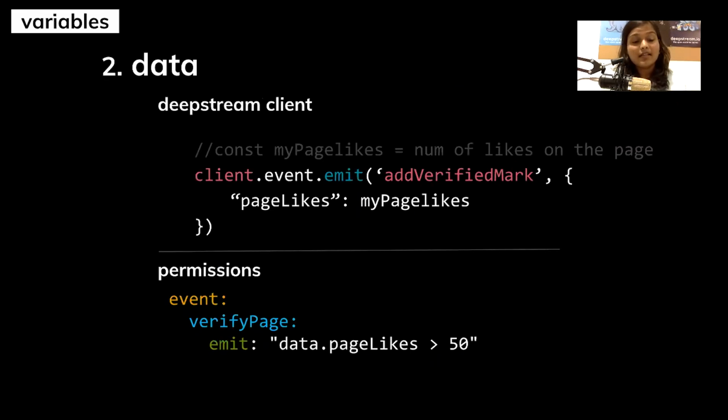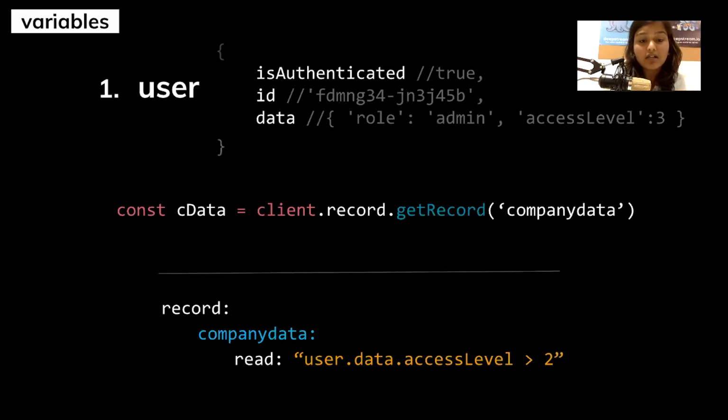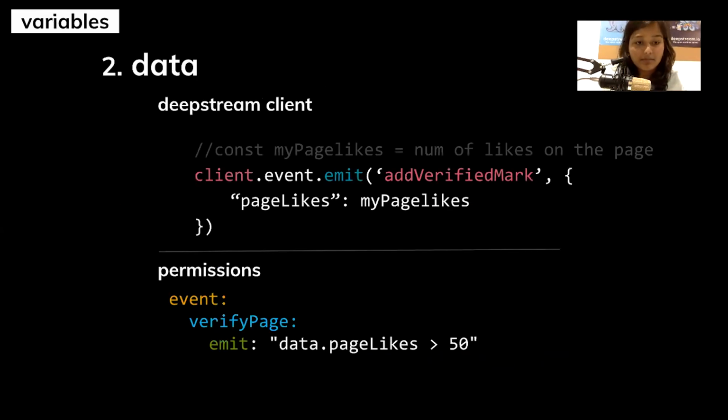The next variable which we have is the data. Now, data is not the same as the data which we have here. This was within the user variable, where we had something called data. But this particular data is a standalone variable, which basically means the data that the client sends to the server while doing a particular action.